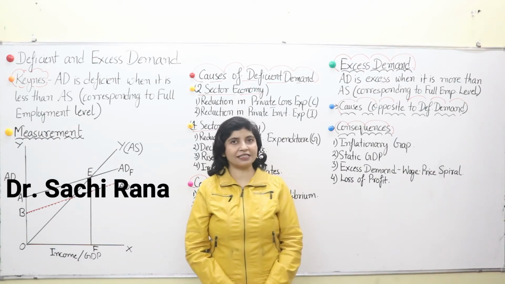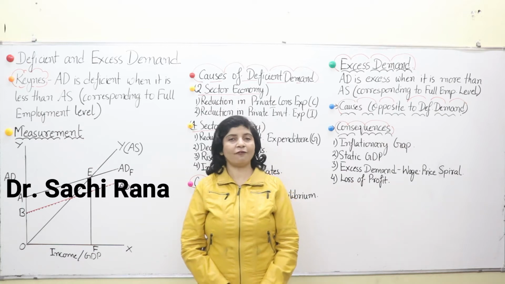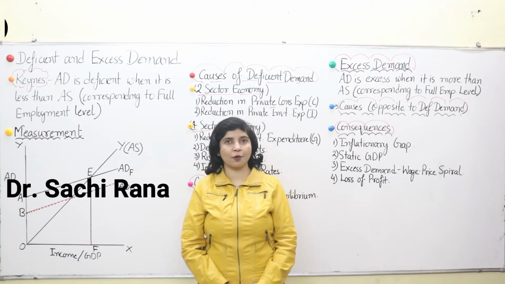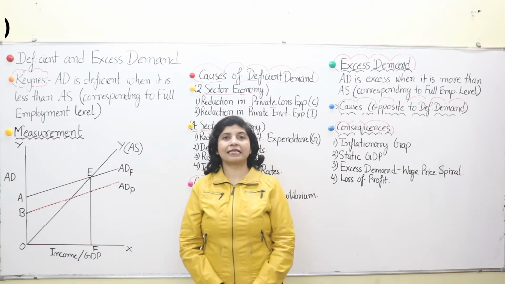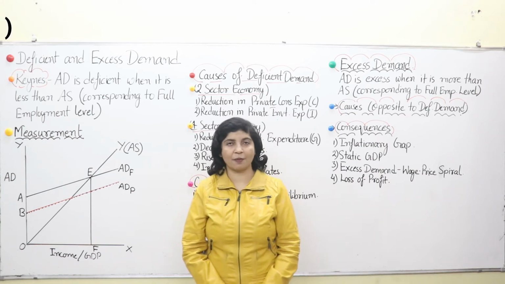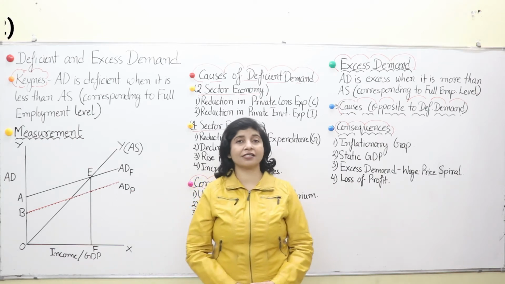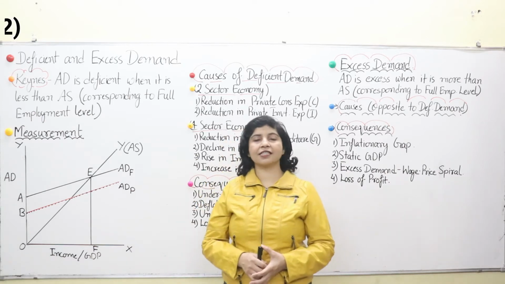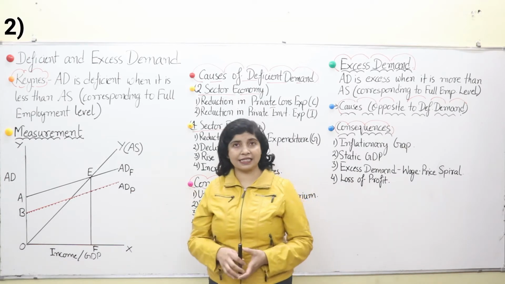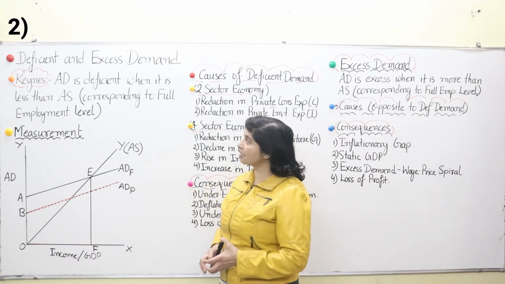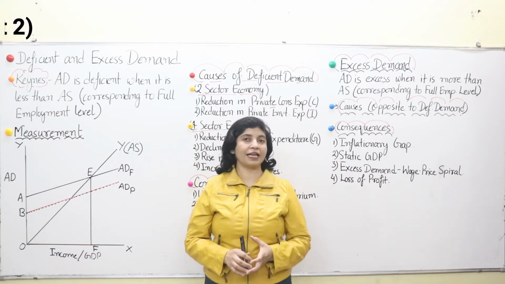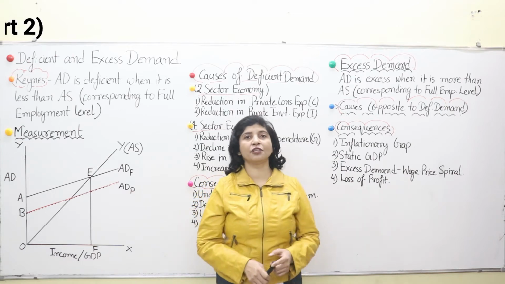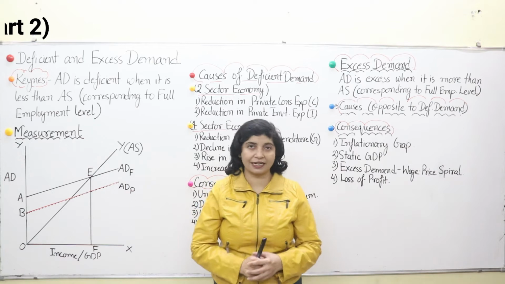In this video, we will discuss deficient demand and excess demand. We have already discussed the concepts of employment, full employment, unemployment, natural unemployment, cyclical unemployment, voluntary and involuntary unemployment, and along with that, surplus unemployment, frictional unemployment, etc. In this video, we will discuss deficient demand and excess demand in detail, their measurement, and the causes and consequences of both. So please watch part 1 of this video before watching this one, otherwise you won't be able to understand it clearly.